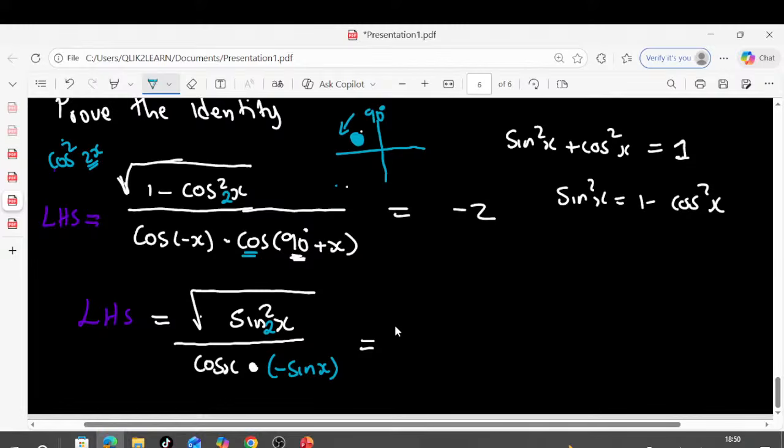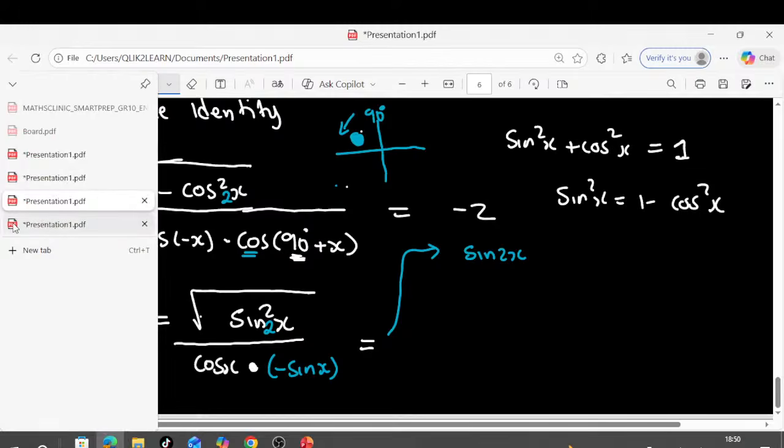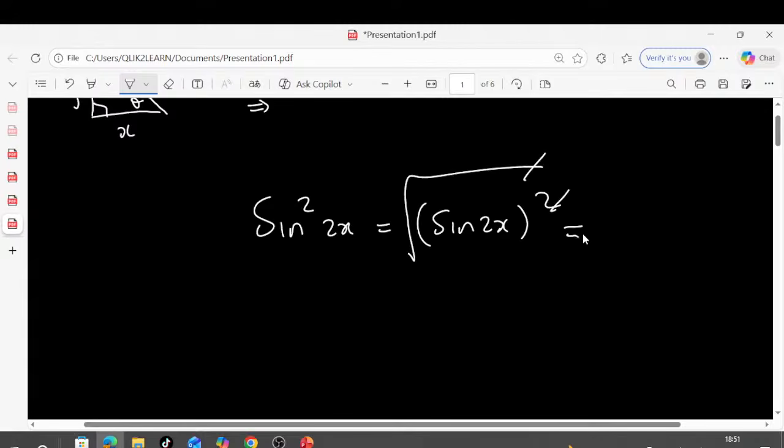The angle is 2x. So the top part, if we work on this, is the same as sine 2x. Why? Listen, if I have sine squared 2x, I can write this as sine 2x, now everything squared. Remember, this is square root, so the square root cancels. This is just what? The sine 2x. I hope this makes sense.